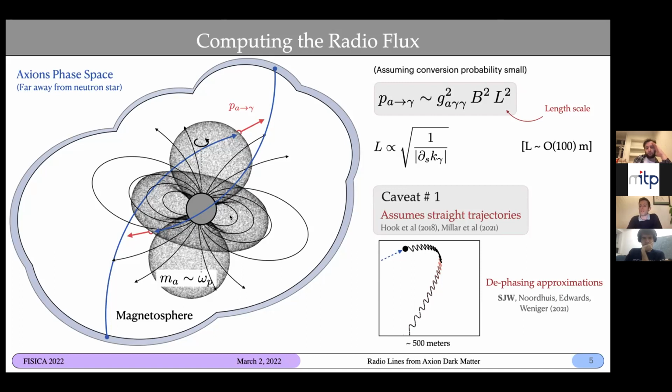So that tells us immediately that these analytical approximations are probably overestimating the actual true conversion probability. And so as a result, we actually have to work with numerical approximations that attempt to estimate the axion photon dephasing based on the relative refraction, or based on the deviation from straight line trajectories on small scales.